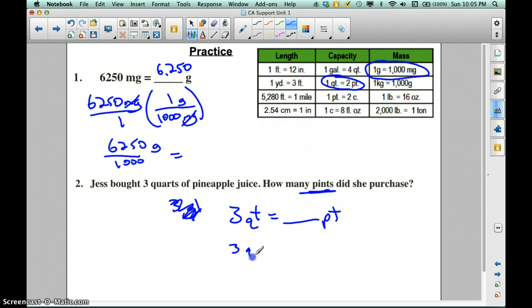So I'm going to take 3 quarts over 1 and I'm going to multiply by my unit fraction. I want to get rid of quarts. I want to end up with pints. 1 quart equals 2 pints. So I find quarts. 1 quart equals 2 pints. Quarts cancels because it's the same thing top to bottom, and I end up with 6 pints.